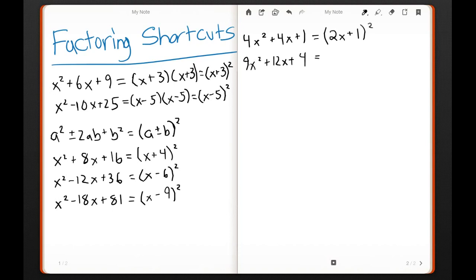Okay. Square root of 9 is 3. Square root of 4 is 2. 3 times 2 times 2 is indeed 12. So this one works as well. This is a squared plus 2ab plus b squared. So a will be square root of 9x squared is 3x plus square root of 4 is 2. There we go. And now we'll bring in our negative.